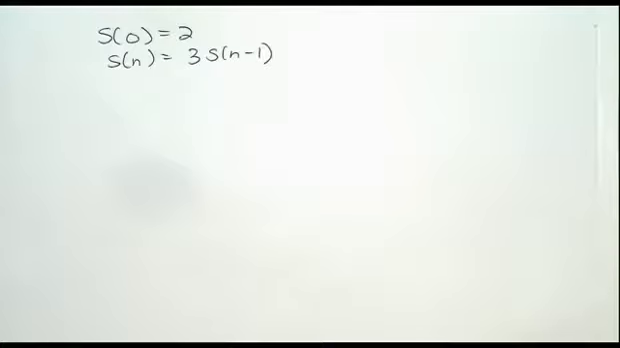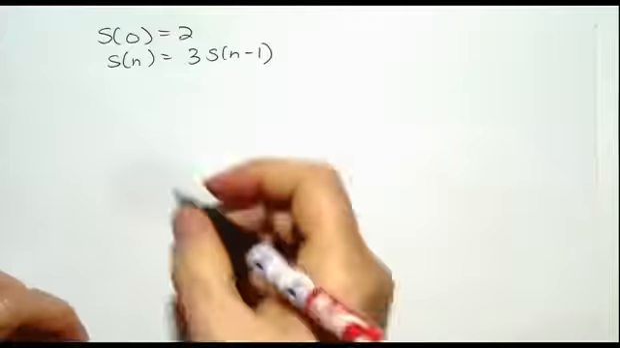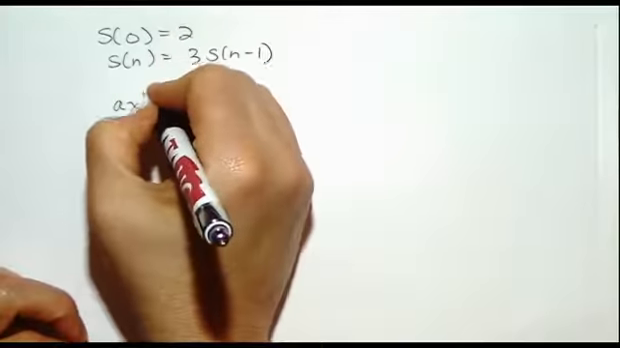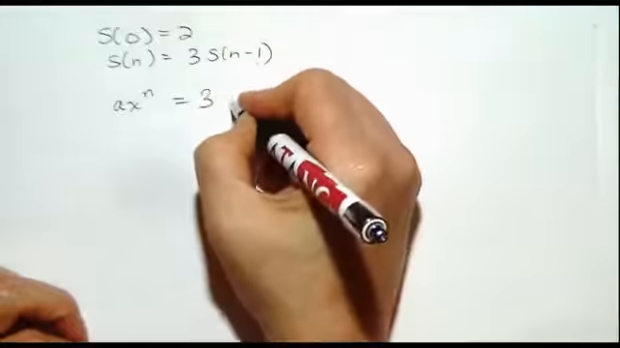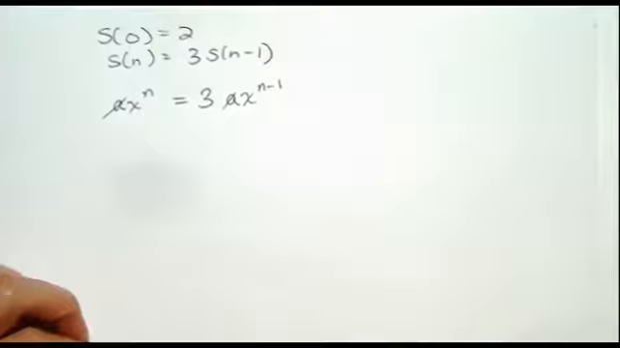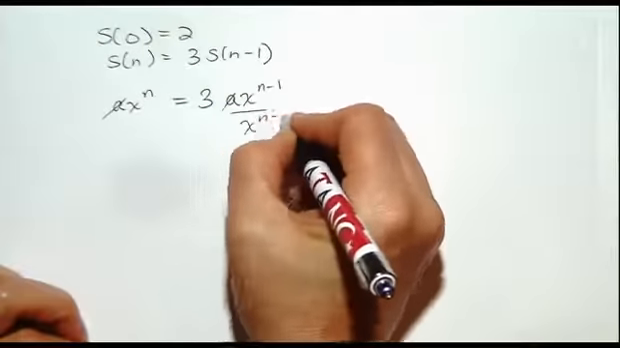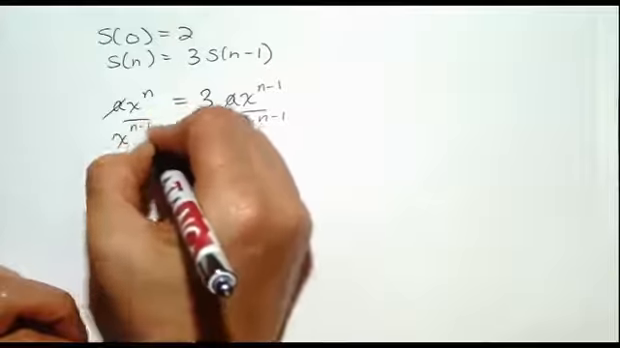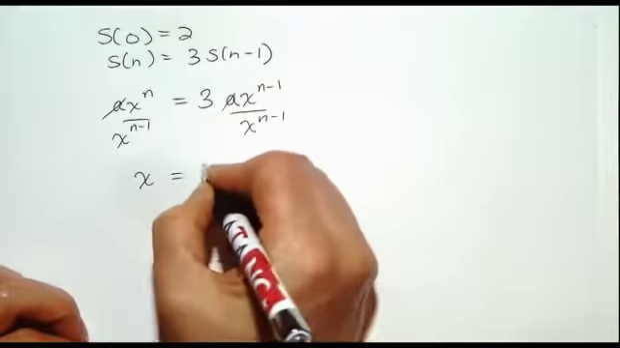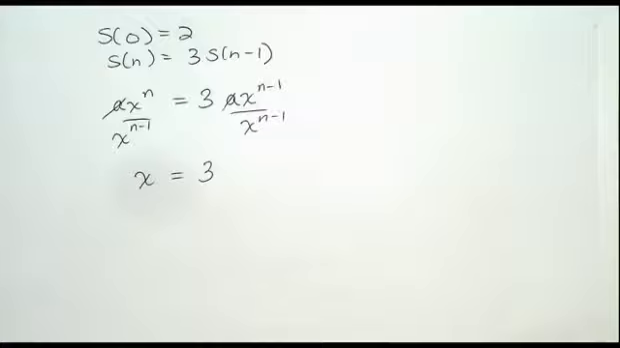You don't have to be able to do that. You just have to use robot brain. So robot brain says, replace s of n with ax to the n. Replace s of n minus 1 with ax to the n minus 1. The a's cancel out, and I can also divide by x to the n minus 1 on both sides. And I get x on the left and 3 on the right.